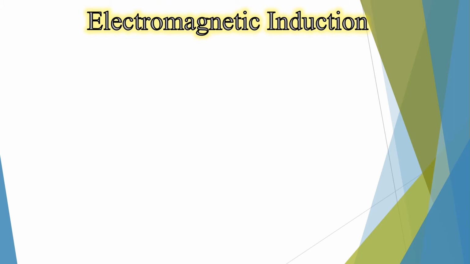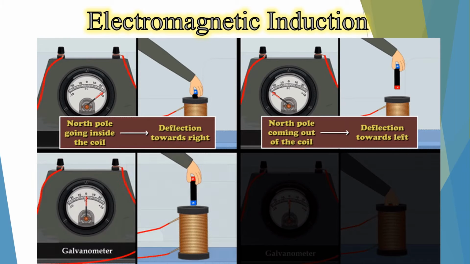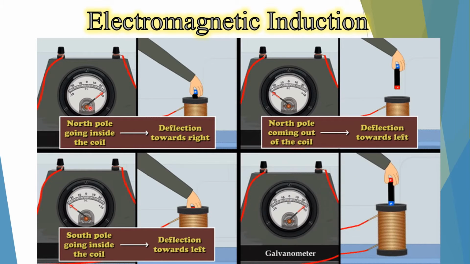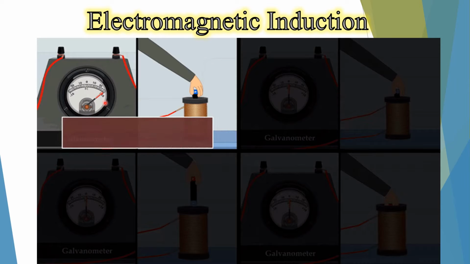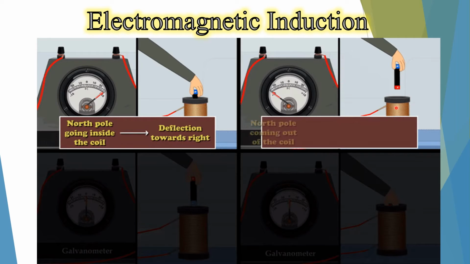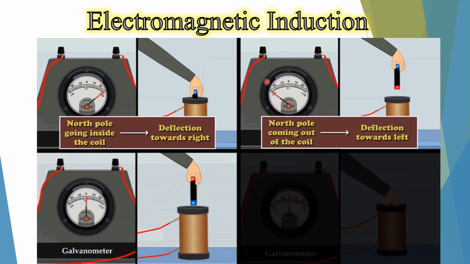Another demonstration of electromagnetic induction: a magnet moves inside the coil and the coil is connected with the galvanometer. The galvanometer shows deflection due to the movement of the magnet inside the coil. When the north pole of the magnet is going inside the coil, the deflection of the galvanometer is towards the right. And when the north pole is moving away from the coil, coming out of the coil, the deflection of the galvanometer is towards the left.